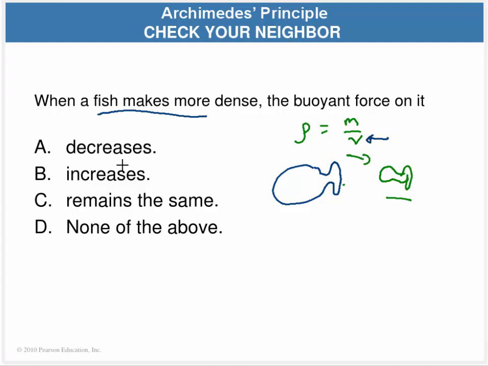So the buoyant force on it is going to decrease because the buoyant force is equal to the density of the fluid, the volume of the object, multiplied by gravity. And what the fish has done is it's decreased its volume and decreased its buoyant force, and so it's more likely to start to sink.